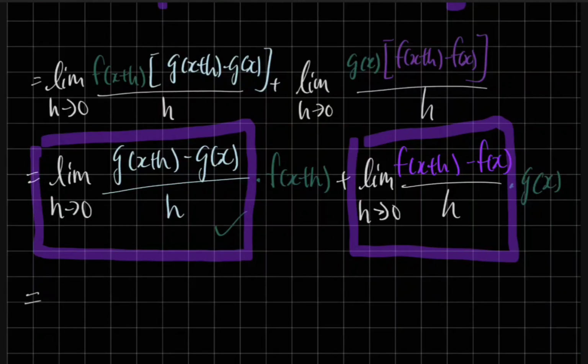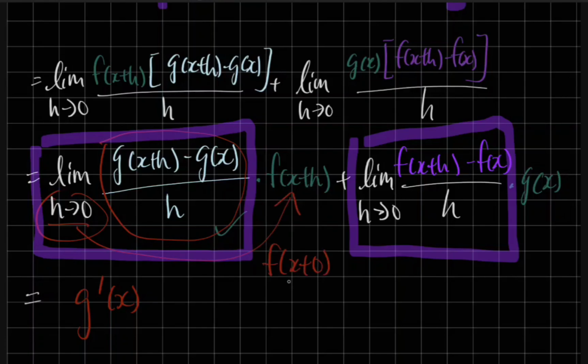So we just write this back down, g prime of x. I'm going to write this in a different color. Taking the limit on this piece gives us g prime of x. And because f(x+h) is also taking the limit as h approaches 0, we'll just get x plus 0, so it just gives us f of x. So g prime of x multiplied by f of x.